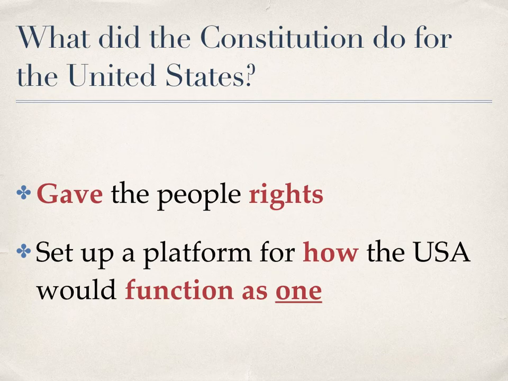What did the Constitution do for the United States? The Constitution laid out what the people's rights were in America. It also created the government and was a set way that all of the then 13 states would function as one country.